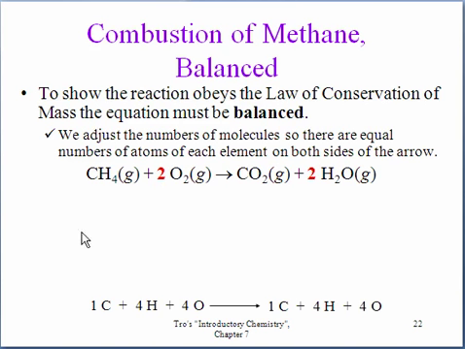And if we look at the number of atoms on each side, they are now equivalent. 1 carbon atom, 4 hydrogen atoms, 4 oxygen atoms. On my product side, 1 carbon atom, 2 times 2 is 4 hydrogen, and 2 times 1 is 2, plus 2 is 4 oxygen. And I failed to mention I got this 4 oxygen here by multiplying 2 by 2.